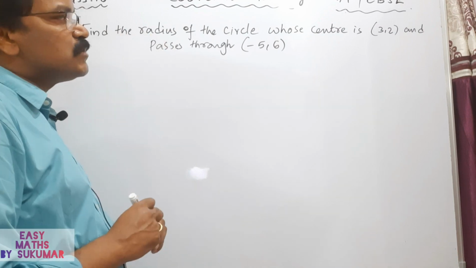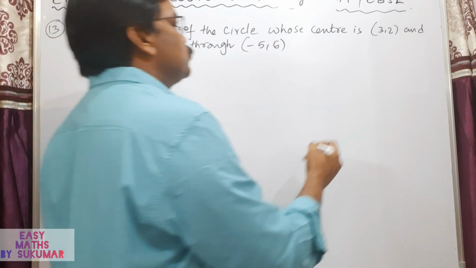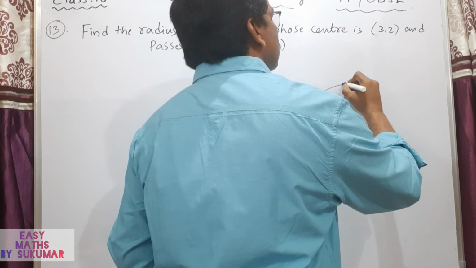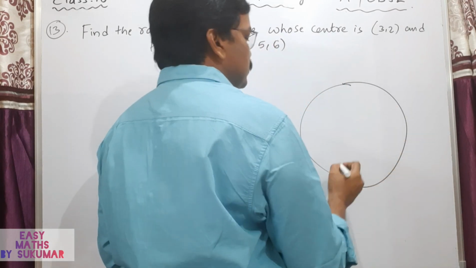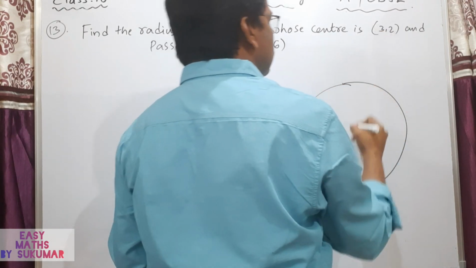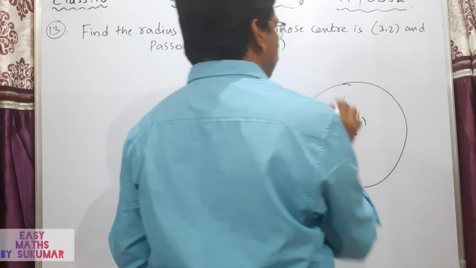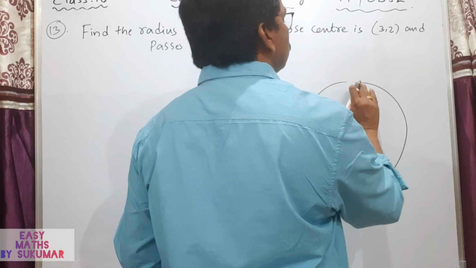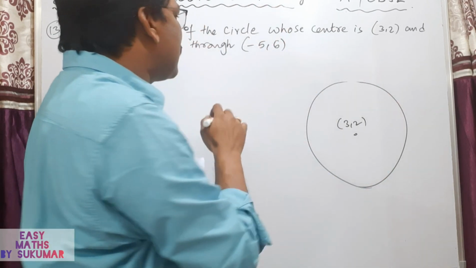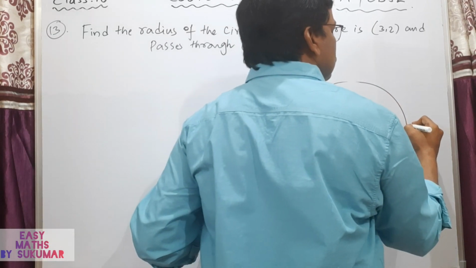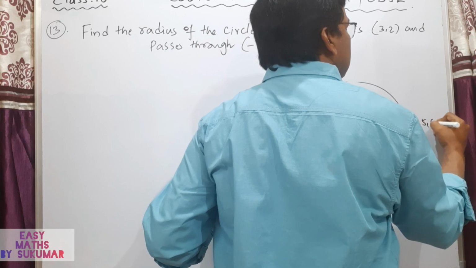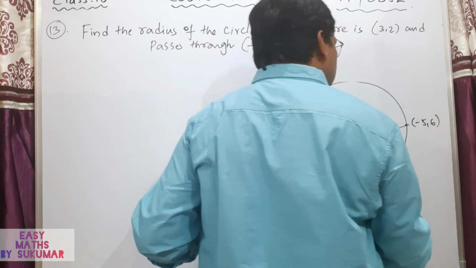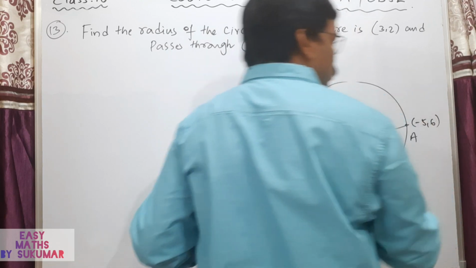Find the radius of the circle whose center is 3 comma 2. So just take a circle. Here this center is at 3 comma 2. Okay. And it passes through minus 5 comma 6. This circle passes through minus 5 comma 6. This is the center O and this is a point A.